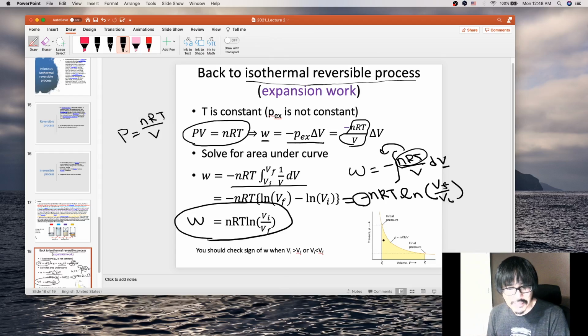So what does that mean? That as the volume changes, the external pressure changes accordingly each and every step of the way.